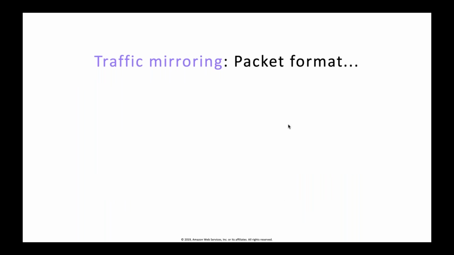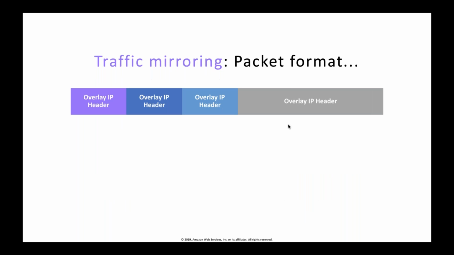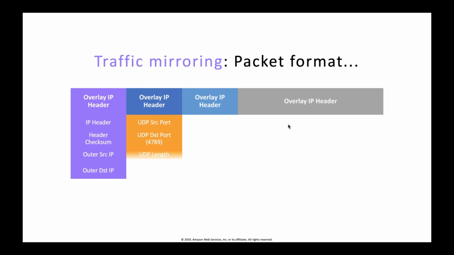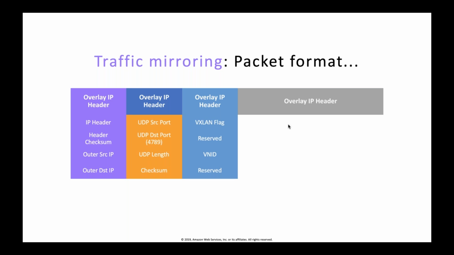One last thing is the traffic mirroring packet format. As I mentioned, the mirror traffic is encapsulated with a VXLAN header. So here is the overall packet format. Your outer IP header will have a source IP of the mirror source. The destination IP will be for the mirror target. The UDP destination port will be the VXLAN port, and you have the capability to set the VXLAN ID when you create a session.